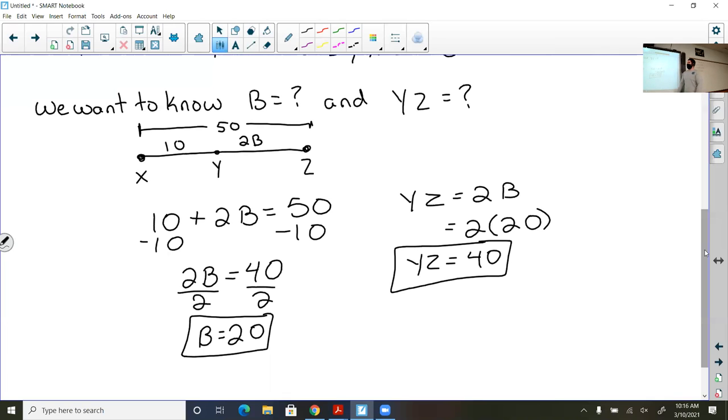And if you're thinking, well, yeah, if I knew that was 40, then all I have to do is subtract 10 from 50, that's 40, and then divide it by 2, that would give me 20. And that's exactly what we did in our equation. So chances are how you would have used your deductive reasoning and common sense would have been the same thing that I'm doing with algebra.